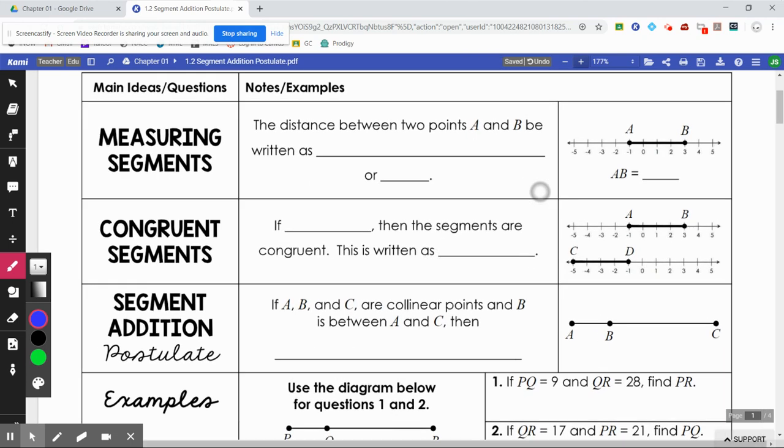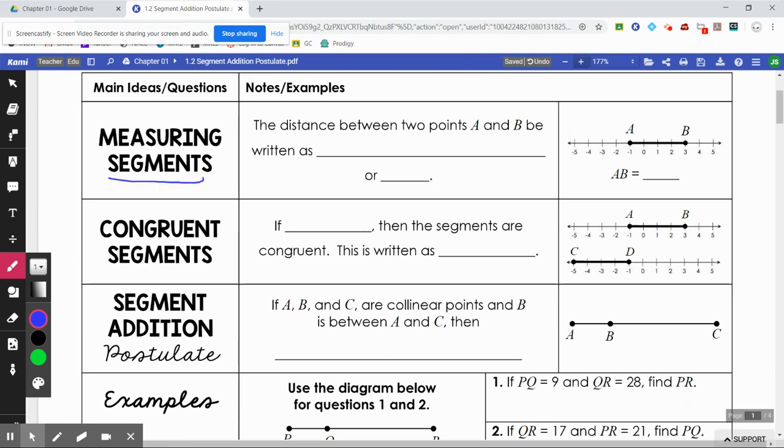Now, a line extends forever in two directions. You see here this whole thing with the arrows on both ends. These are lines, as you can see down through here. But in this video, we're going to be talking about line segments. Now, line segments are measurable.